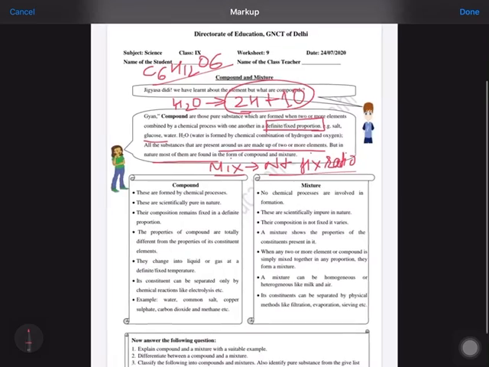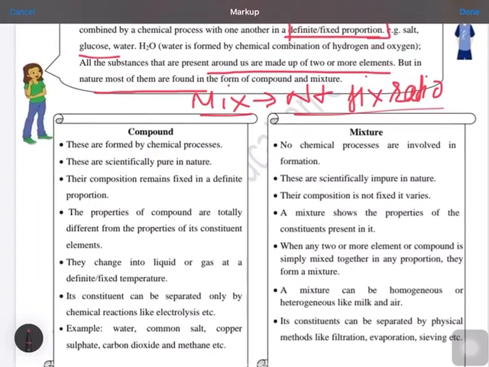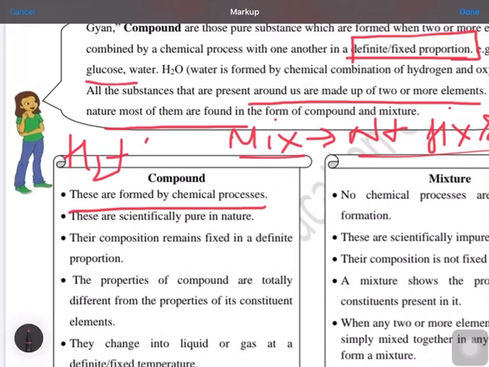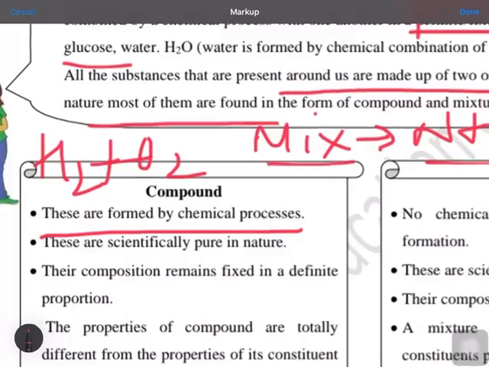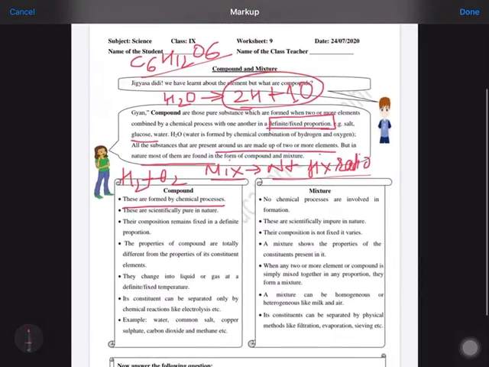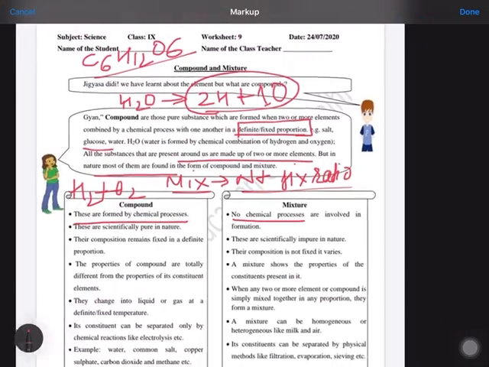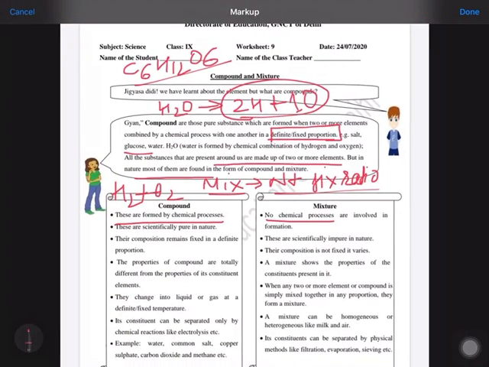Secondly, when we talk of the difference between the two, compounds are formed by chemical processes. That means if you have to make water, what do we have to do? We have to react hydrogen gas along with oxygen gas. Then only the water will be formed. So just by putting hydrogen and oxygen in a cylinder, we can't make water. We have to apply different temperature and conditions. While this is not required in case of mixture, no chemical process is involved in the formation of a mixture. That means a mixture can be formed just by mixing these things physically.